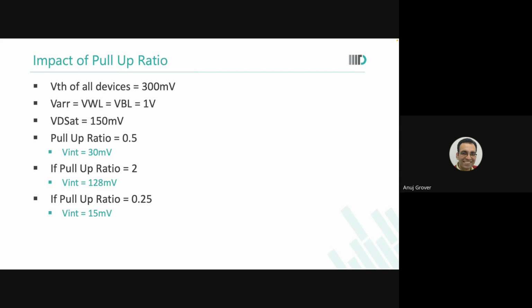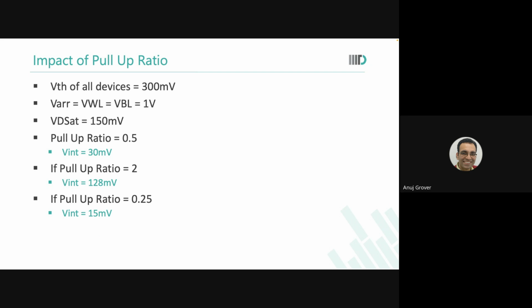And if you improve the pull-up ratio, take it down to 0.25, again, you get further gains. But what is the consequence of such a bad pull-up ratio? What does it impact? Sorry? Writability, तो मैंने देखा VINT कम हो रहा है further. I went to 0.25, so VINT has reduced further. So writability in those terms has improved. What goes for a toss?